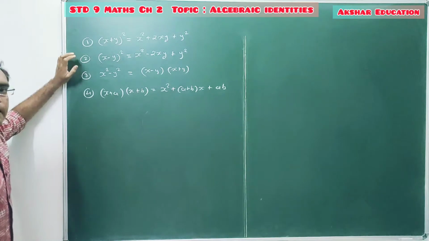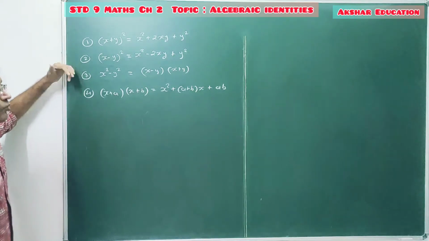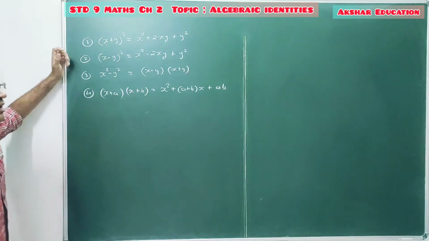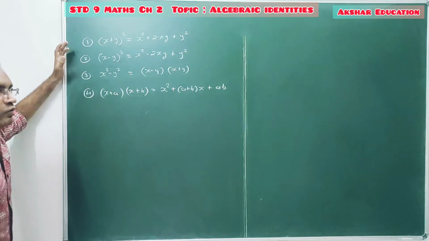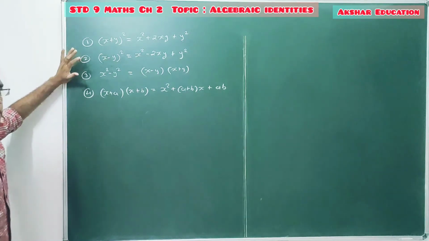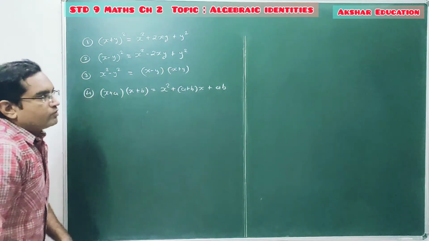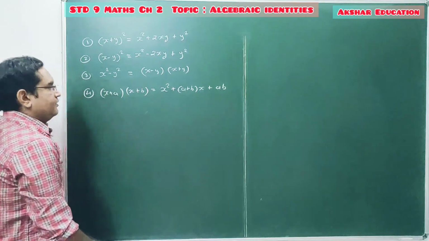Now in our standard 9 we have to study 4 more identities. There are so many algebraic identities, out of which 4 we have learned in our standard 8 and 4 we have to study in our standard 9.